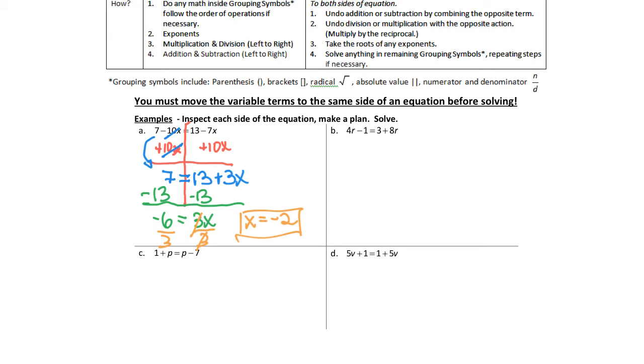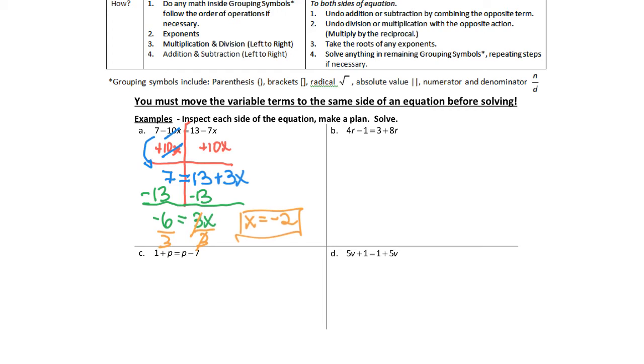At this point, we could just mentally check it. So if we take a look, we've got 7 minus 10 times negative 2. So a negative 10 times a negative 2 would make a positive 20. So it looks like over here I've got 27. Same thing, 13 minus 7, negative 7 times negative 2 would be positive 14. 13 plus 14, 27. So both sides I have a 27. You can just do mental checks. Why don't you try B on your own, and then I will show you the solution in just one moment.